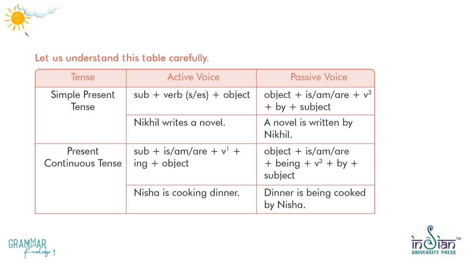Present continuous tense. Subject plus is, am, are plus V1 plus ing plus object. Nisha is cooking dinner. Object plus is, am, are plus being plus V3 plus by plus subject. Dinner is being cooked by Nisha.